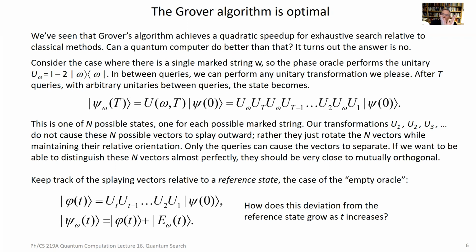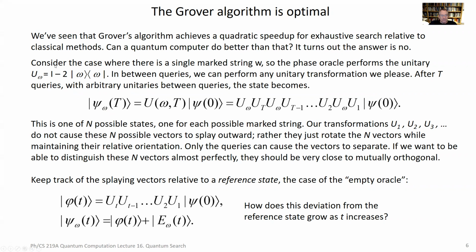So to keep track of that splaying, it'll be convenient, instead of looking at how vectors for different values of omega separate from one another, to look at how the vectors for a given omega deviate from some fixed reference vector. Well, it's fixed at least in the sense that it doesn't depend on omega, although it will depend on the number of queries. And that'll be a convenient way to analyze how far apart all of the U_omega(T)'s are getting from one another as we increase the number of queries, okay?